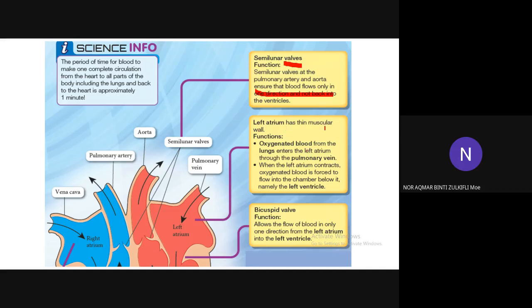The left atrium has a thin muscular wall. Oxygenated blood from the lungs enters the left atrium through the pulmonary vein. When the left atrium contracts, oxygenated blood is forced to flow into the chamber below it, namely the left ventricle. The bicuspid valve allows the flow of blood in only one direction, from the left atrium into the left ventricle.